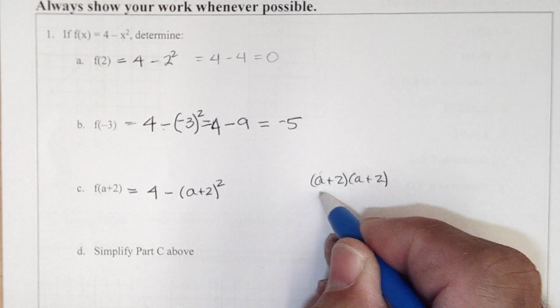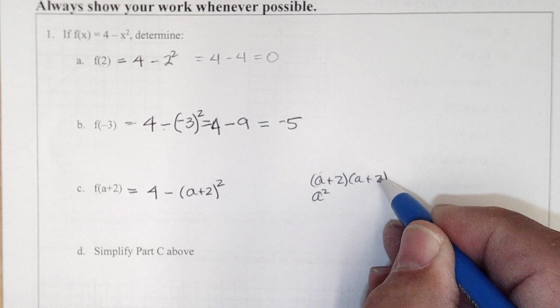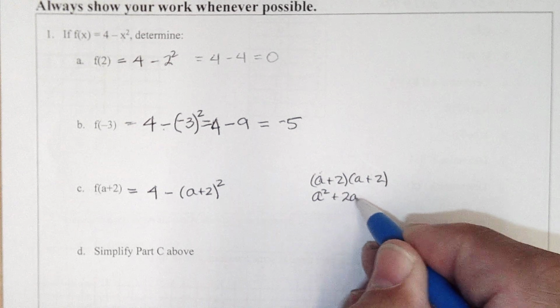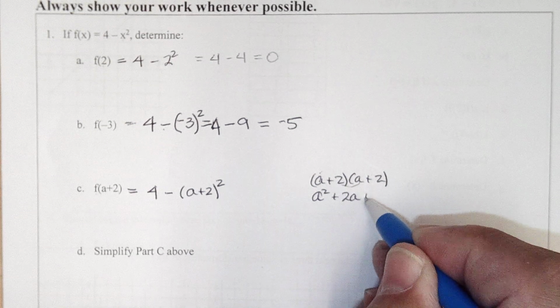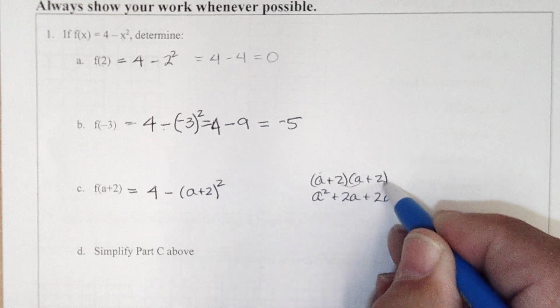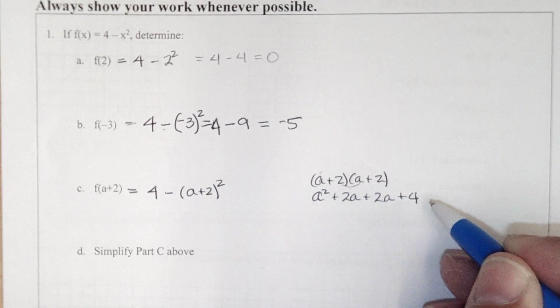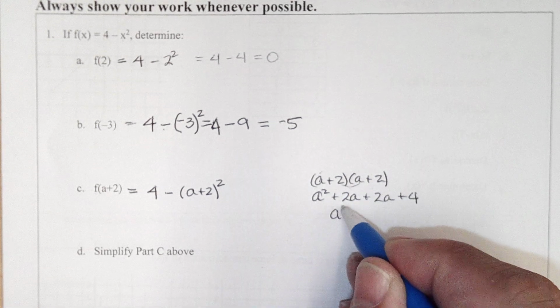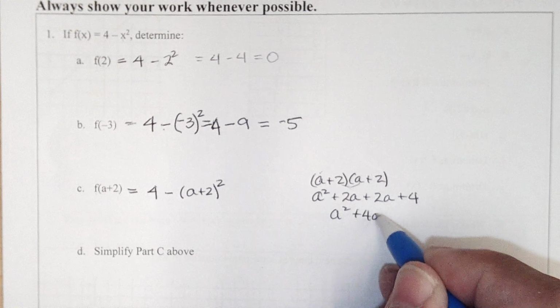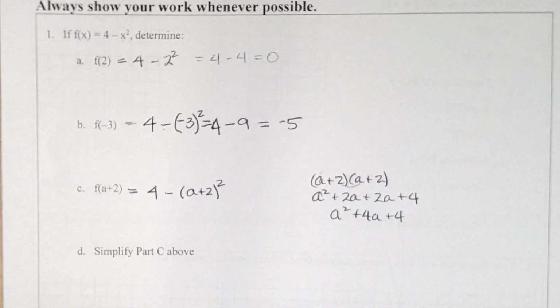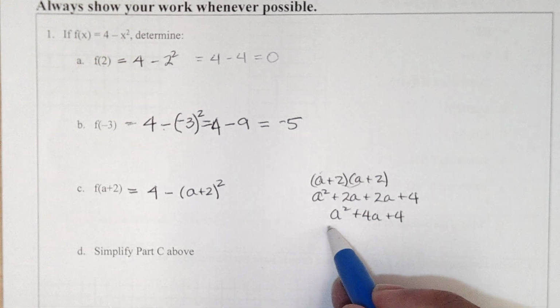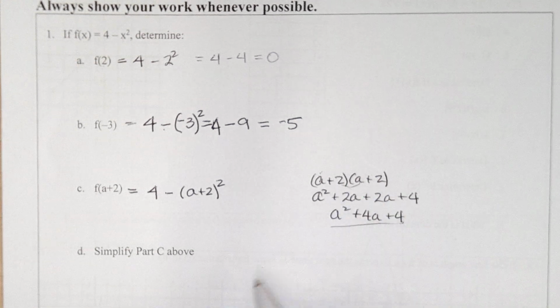A times a is a squared, 2a, and 2a, and plus 4. So that's a squared plus 4a plus 4. And many of you did this correctly. A few of you didn't.